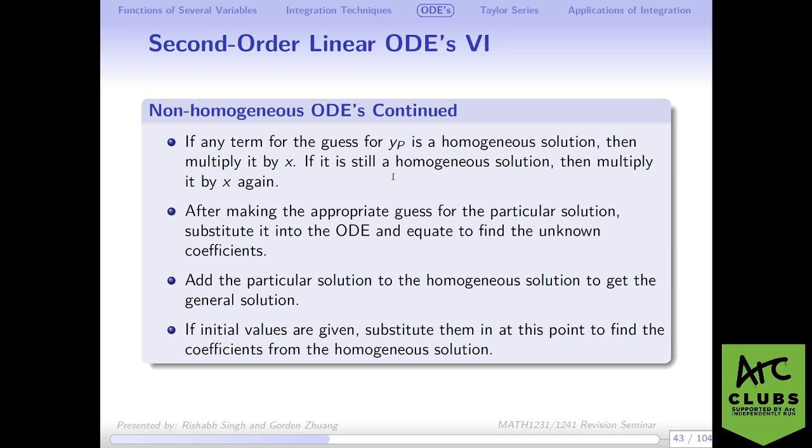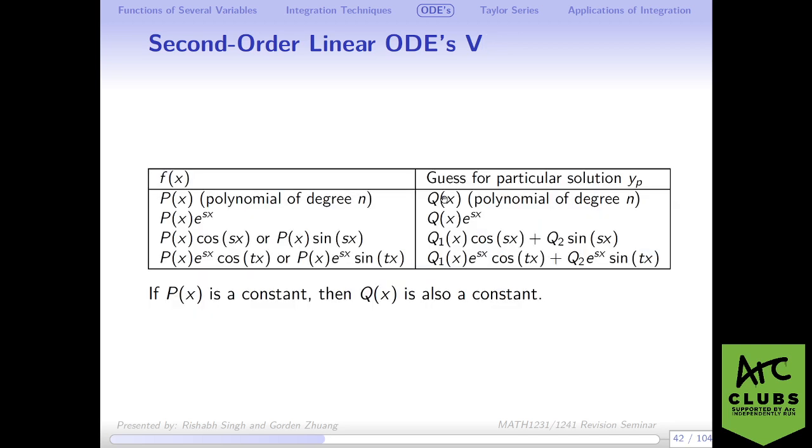After we make this guess, we sub it into the ODE and we find the coefficients. So before we had these q's in front, these q's are polynomials, or they can be constants. And although we know the degree of the polynomial, we don't actually know the constants. And so we have to find them by subbing it into the ODE.